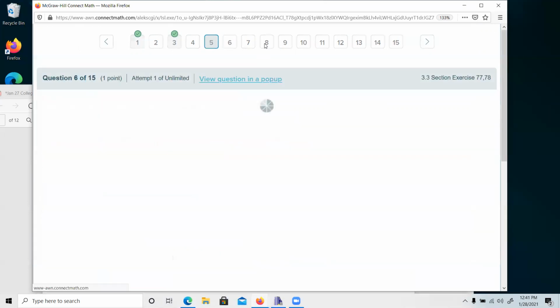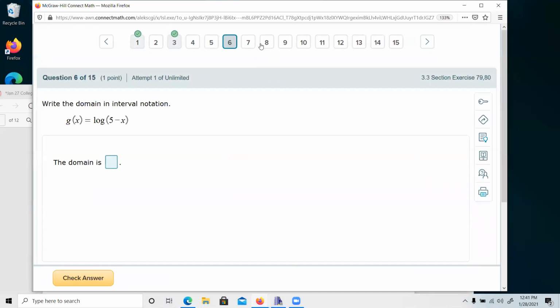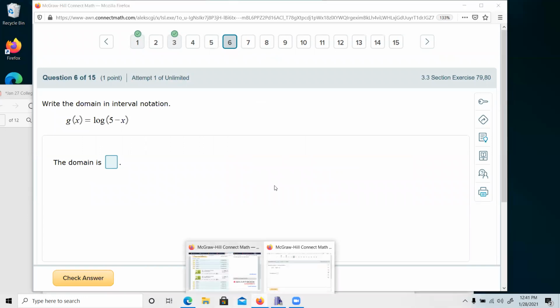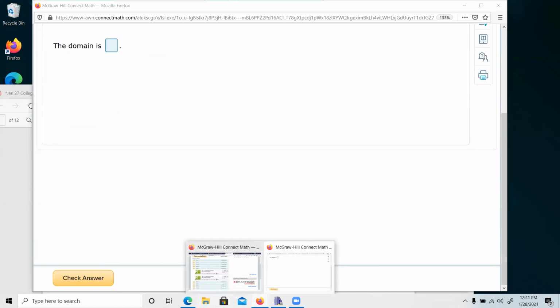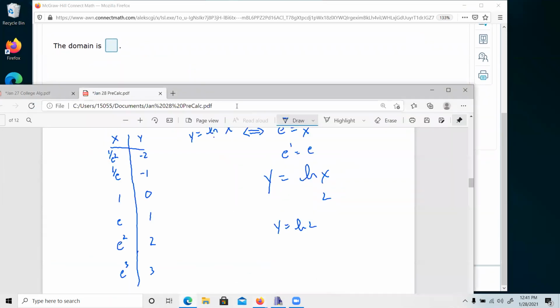That's similar. Okay, domains. This is another one that gets to be a little bit tough. All right, we'll do maybe one or two of these, and then we'll call it for the week.